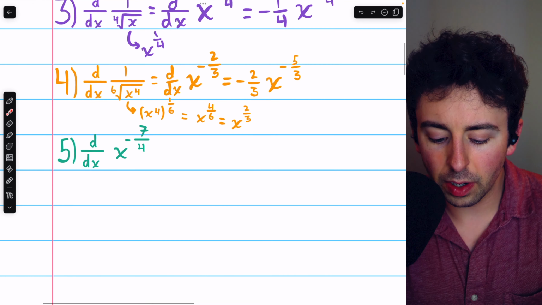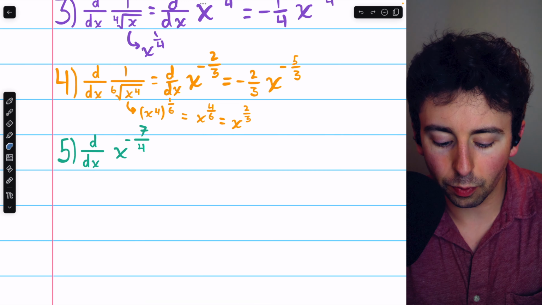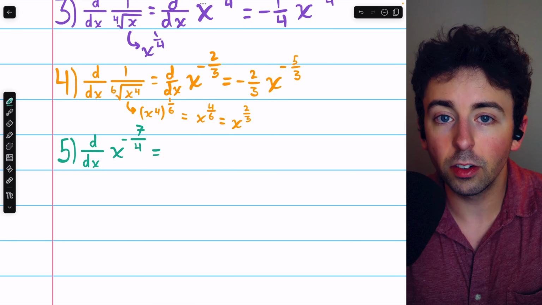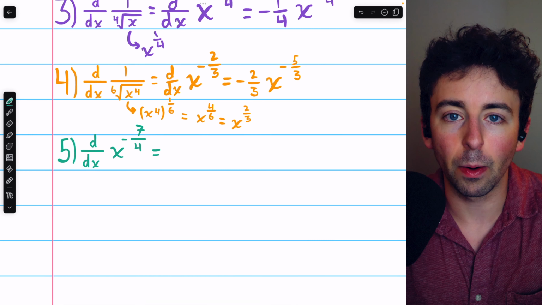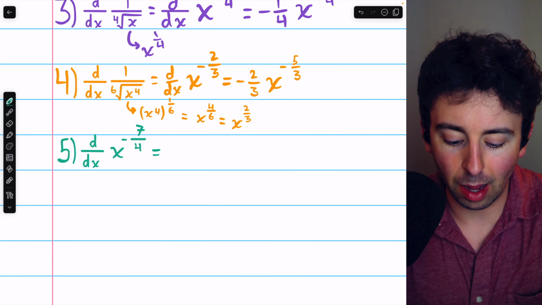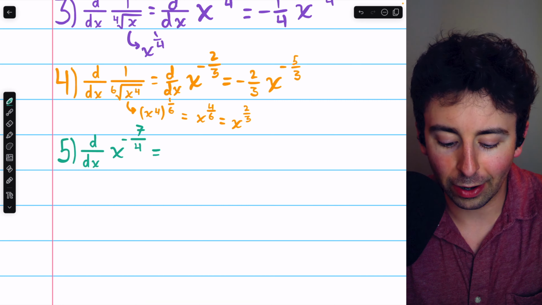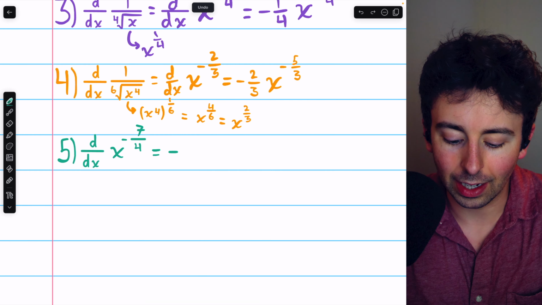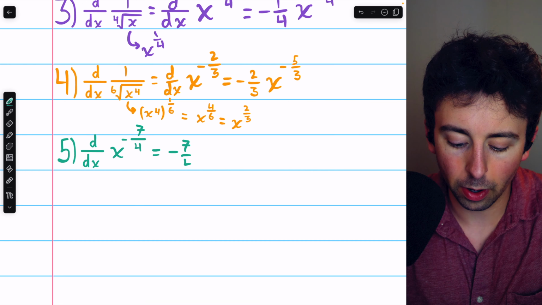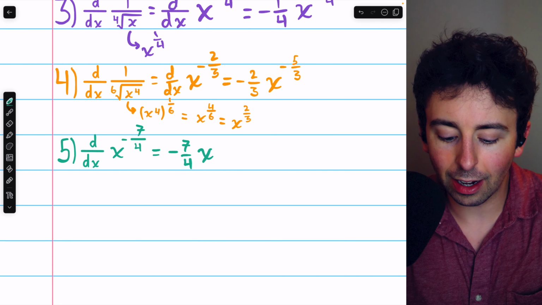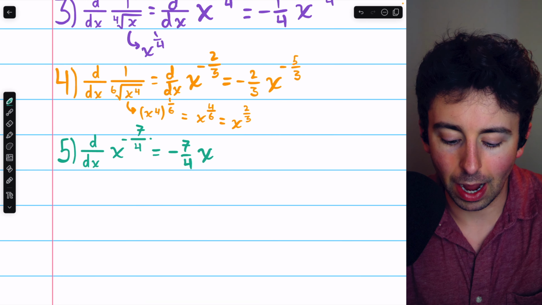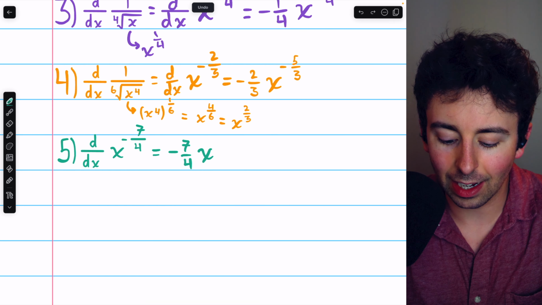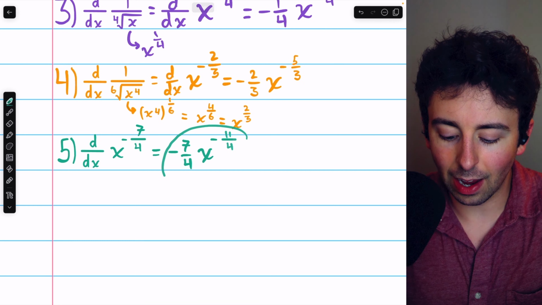Lastly, we have the derivative of x to the negative 7 over 4. Just to mix it up, this one is already in a perfectly fine form to just apply the power rule to. Its power is negative, but that's not a problem. Just make sure you're careful with your subtraction. Let's bring that exponent down in front as a factor, so negative 7 over 4. And then we're going to reduce the exponent by 1, so minus 4 over 4. So the new power is negative 11/4. And that's our final answer.